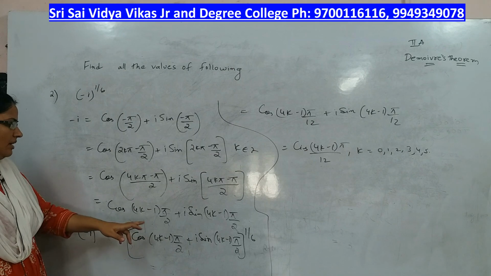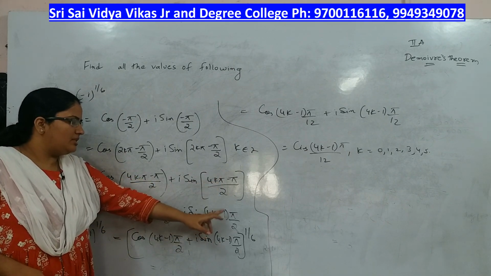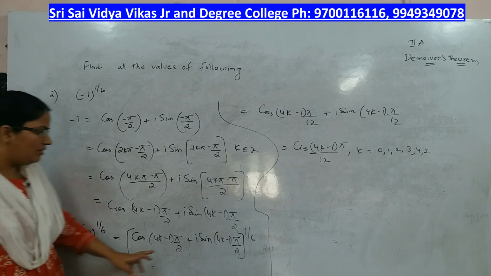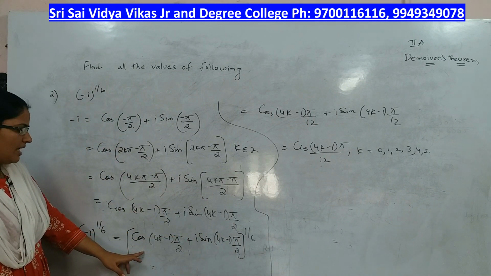Pi you take it out, you have (4k - 1). Here also, if you take π out, you have (4k - 1) into π/2. (-i) whole power 1 by 6 is the whole thing whole power 1 by 6. This 1 by 6 comes down as per De Moivre's theorem.